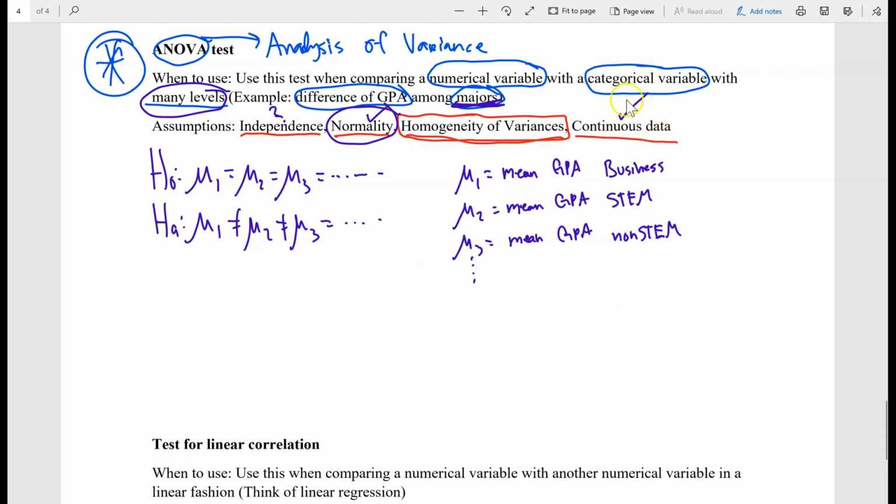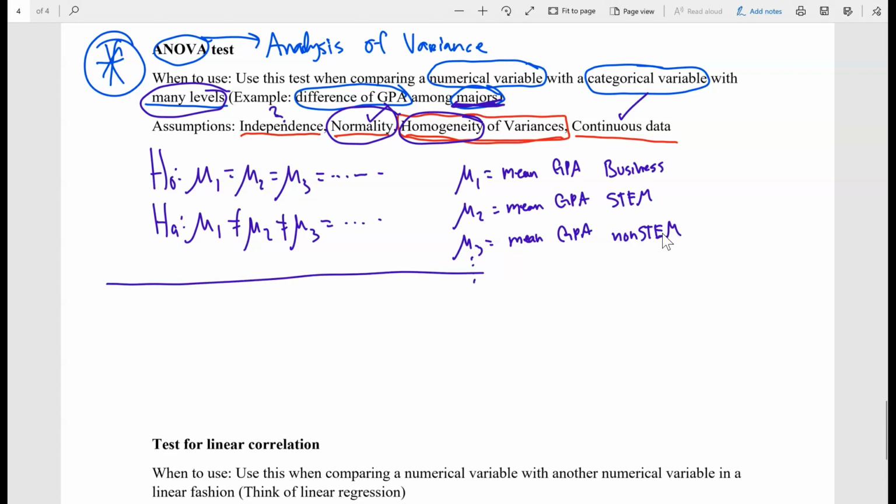And if it's not, then you would put an X here. That is not continuous. Now, homogeneity of variances, how are you going to do that? So remember, we're looking at their mean GPA, and we're also looking at across the categorical variables. So homogeneity of variances. So what exactly does that mean? Homogeneity means they have to have the same variances or the same standard deviations.